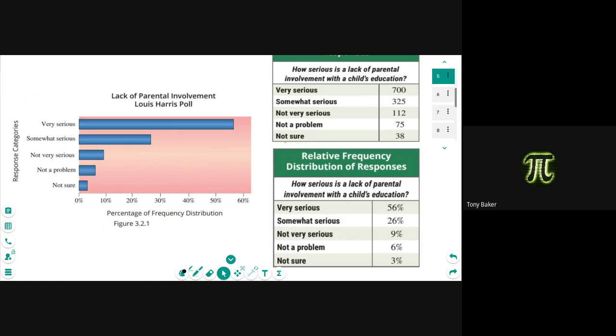What are some things you can tell me now that we see in a bar graph as compared to just looking at numbers? You can kind of see a huge difference between most of the children's education. Yeah, so there's a lot more in the very serious and somewhat serious than there is in the not side. And the very serious is twice as long as the somewhat serious, right? And we can visually see that.